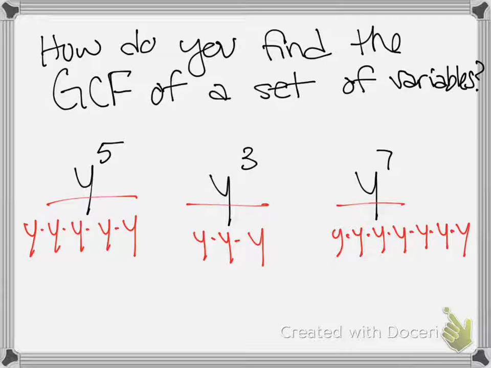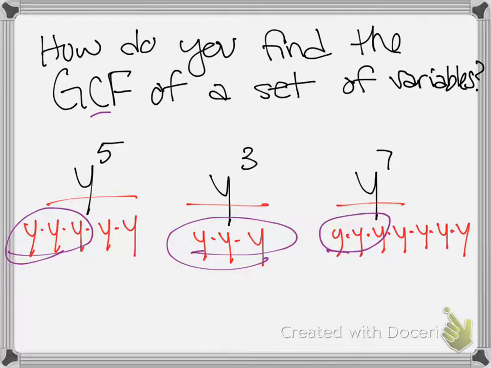Well, what do they have in common? They all have y's, right? And they all actually each have at least 3 y's. All of them have at least 3 y's. So my greatest common factor between those sets of variables is actually y to the third power.